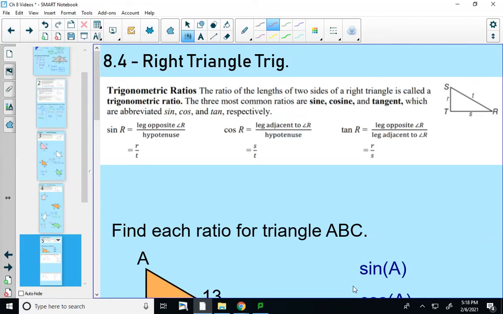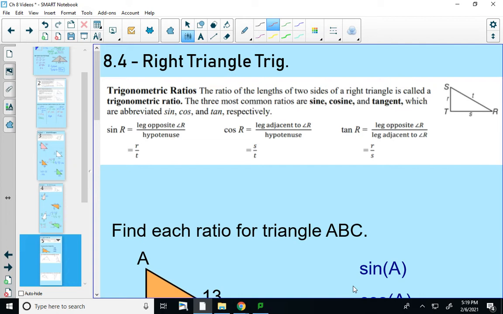All right, as we start to get to the end of chapter 8, we're still going to be dealing with right triangles, but we're going to deal with how do you solve for these missing sides in right triangles if you don't have enough information to use the Pythagorean theorem, or if you don't have enough information to use one of our special right triangle shortcuts. So if that's the case, we use what we call trigonometric ratios. These are just ratios of the lengths of two sides of a right triangle.